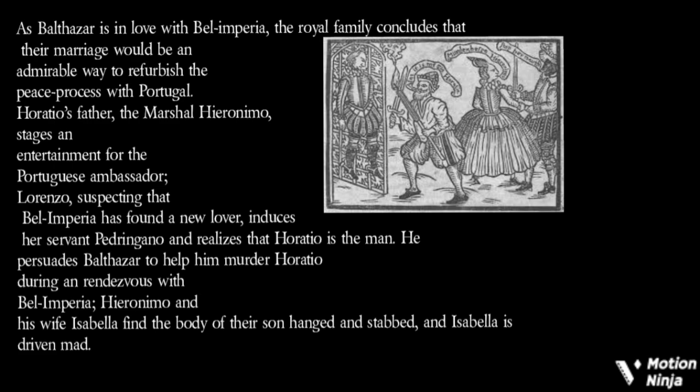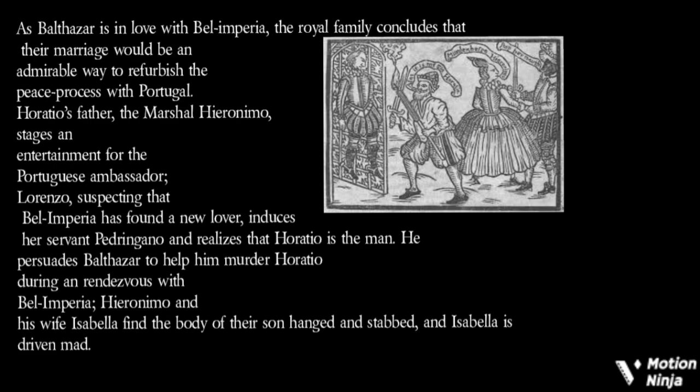Horatio's father, the Marshal Hieronimo, stages an entertainment for the Portuguese ambassador. And later, Lorenzo, suspecting that Bel-imperia has a new lover, induces her servant Pedringano to reveal that Horatio is the man. He persuades Balthazar to help him murder Horatio during a rendezvous with Bel-imperia.